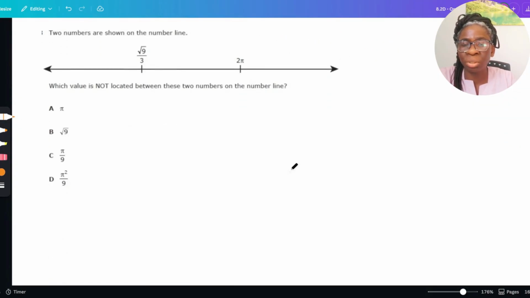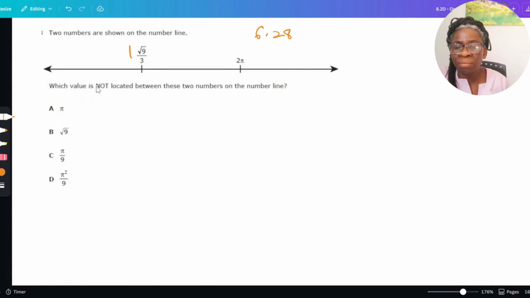Two numbers are shown on the number line. Which value is not located between these two numbers on the number line? So let's find root 9. Root 9 is 3. So 3 divided by 3, that will be 1. So the value of this one is 1. Then 2 pi. 2 pi is 6.28. Let's leave it at that.